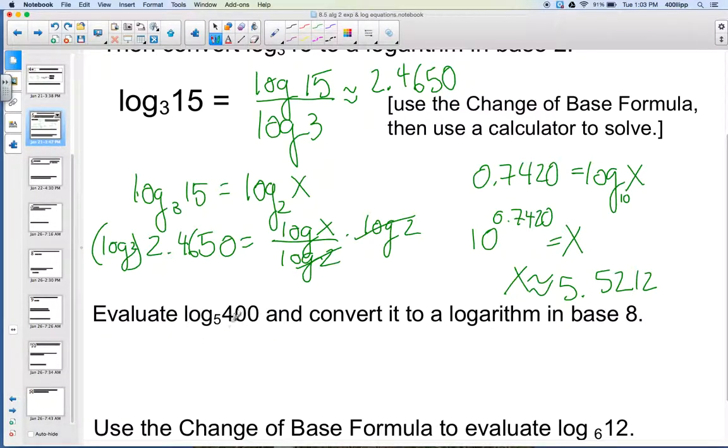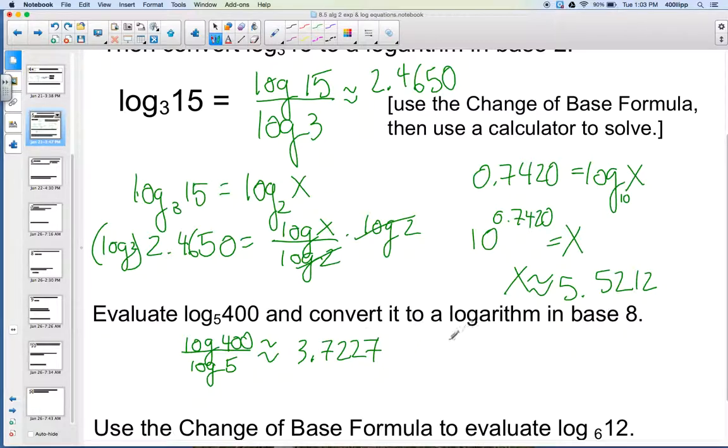Let's do another one here, evaluating log base 5 of 400 and converting it to a base of 8. So we'll first convert this because we know that's log of 400 over log of 5. So we'll first put that in our calculator as log of 400 divided by log of 5. And any scientific calculator will have logarithms on there. So this is about 3.7227.